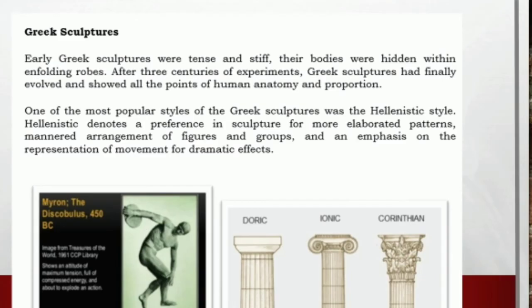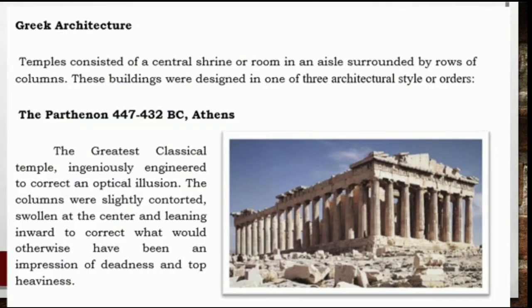Then Doric, Ionic, Corinthian. This is an example of their architecture. Greek architecture. Temples consisted of a central shrine or room in an aisle surrounded by rows of columns. These buildings were designed in one of 3 architectural styles or orders. Example is the Parthenon.